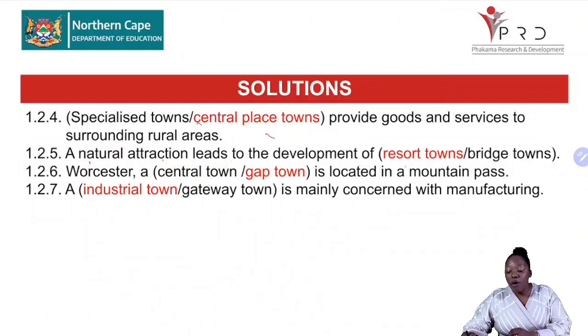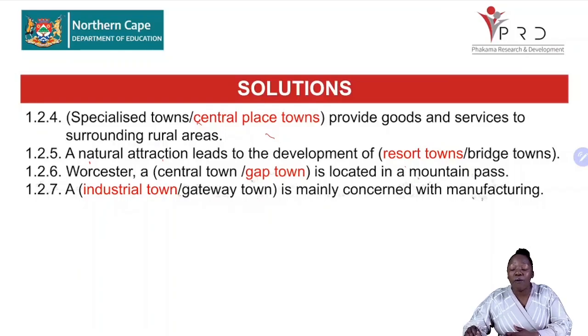Then again, your bridge town. Remember, the bridge could be your break of bulk point. Then your 1.2.6, the Vorster: is it a central town or is it a gap town? It is located in the mountain pass. Because of that mountain pass, remember your gap town, we said there is nothing happening in that town except that it is a pass through into another destination, and also the road passes between the mountain, then we call it a gap town.